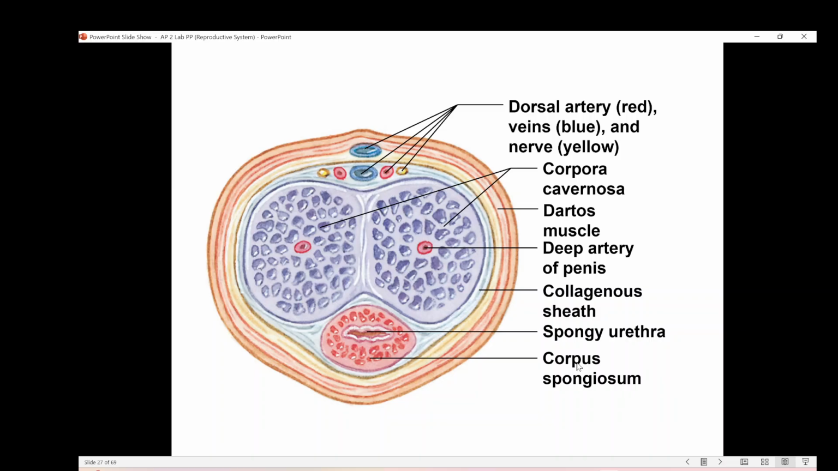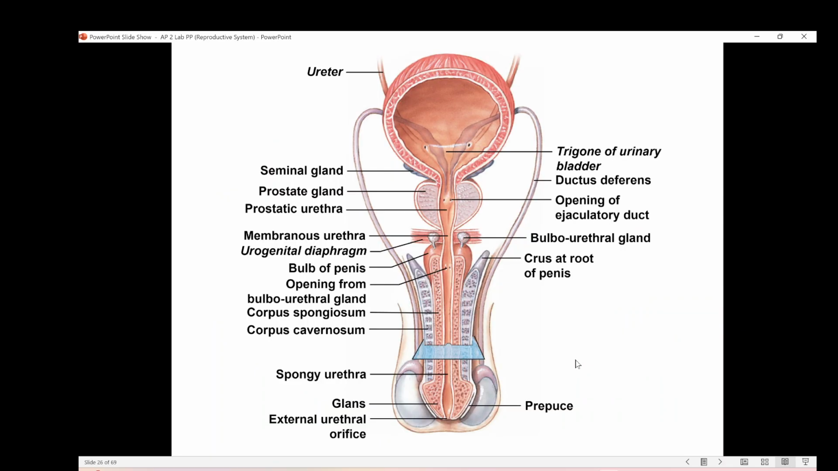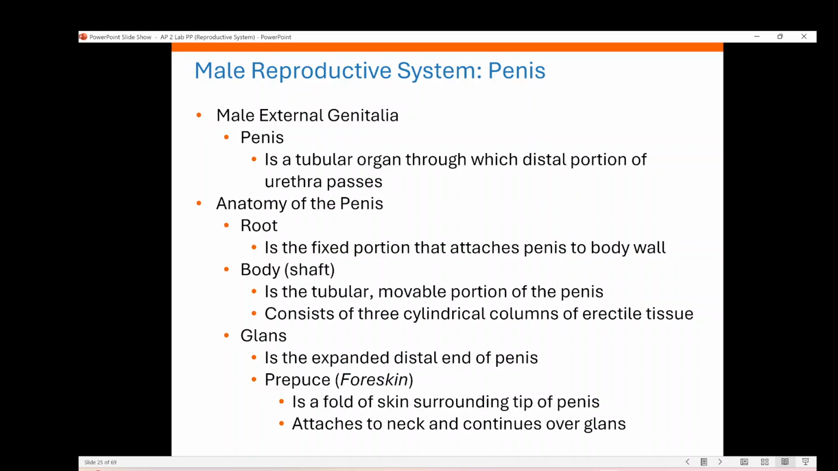Now, if a male stays uncircumcised throughout his life, that would be the prepuce that would be visible. For a male that did have a circumcision, that is the portion, the prepuce, that is removed during the circumcision procedure.